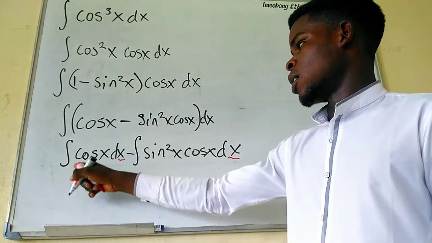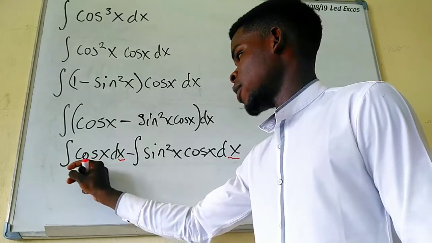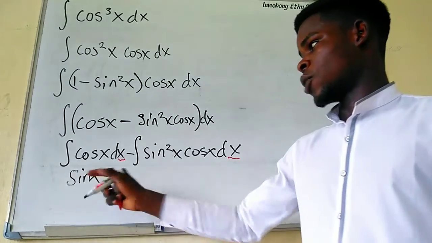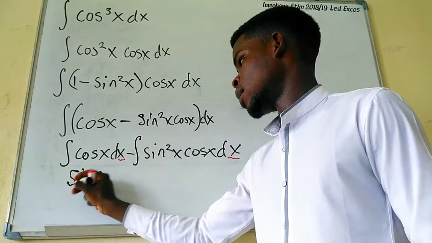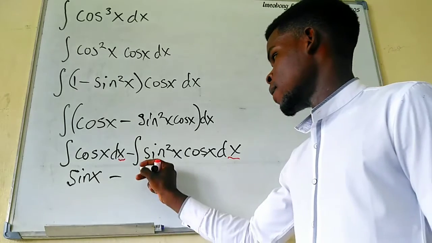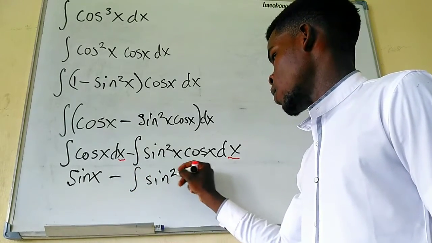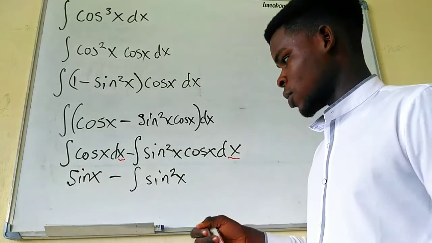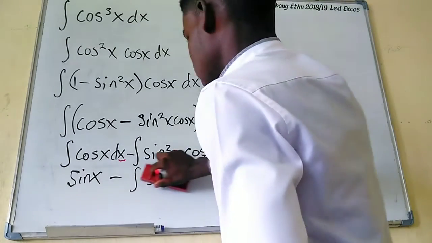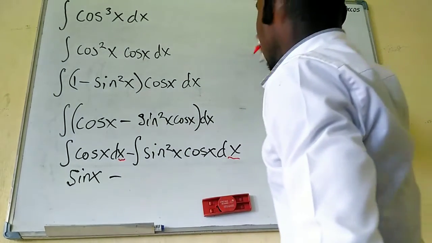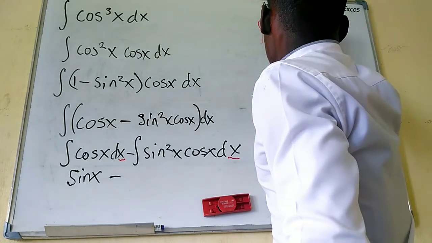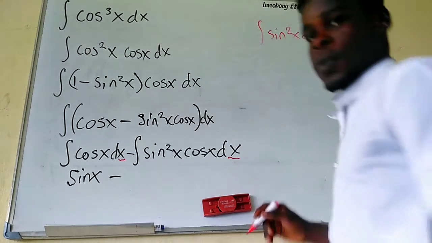Strictly, the integral of cosine x is just sine x, positive sine x. So you just have it there to be positive sine x. And we want to integrate sine square x and cosine x. In fact, let me just clean this up so that I will integrate this right here. Let me show you how to integrate the integral of sine square x times cosine x dx.